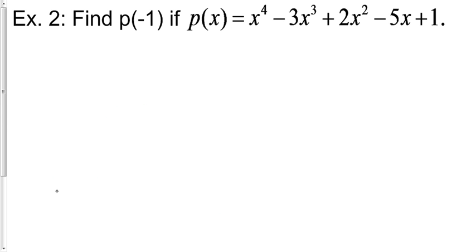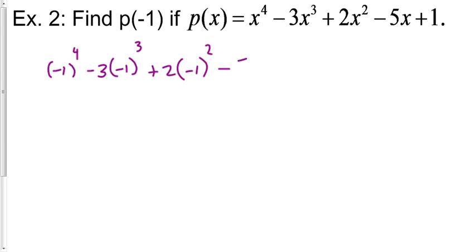Okay, example 2, now we're going to find some functional values. So you're going to be given a function and they're going to ask you to find a value like p of -1. So you plug in -1 in for each x, that's your input. So we've got -1 to the 4th power minus 3 times -1 to the 3rd power plus 2 times -1 squared minus 5 times -1 and then plus 1. And if you wanted to type all of this in on your calculator, that's fine. You just have to make sure that you have parentheses around your negatives.